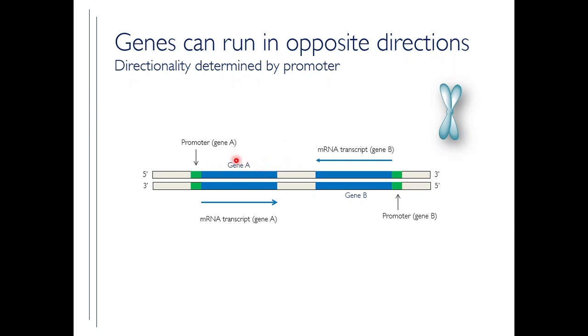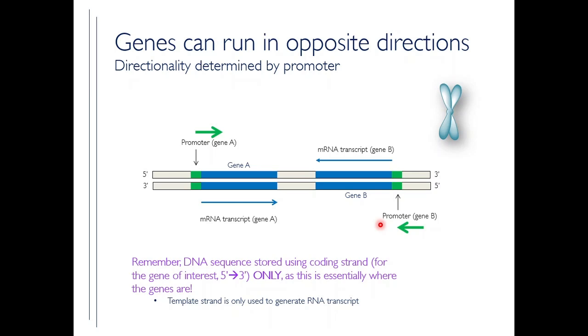Don't forget, for gene A, the coding strand is the 5' to 3' strand, this top strand, and the template strand is this strand. But for gene B, it's reversed. So the coding strand is the bottom strand here, and the template strand is the top strand. But don't forget, the template strand is always 3' to 5', depending on which way you look at it. But it's always 3' to 5', and the coding strand is 5' to 3'. Don't forget, we only note down the coding strand. So again, this is just showing promoter for gene A is facing this direction, promoter for gene B is facing in that direction. And again, we only note down 5' to 3', like the coding strand for each gene in the literature.